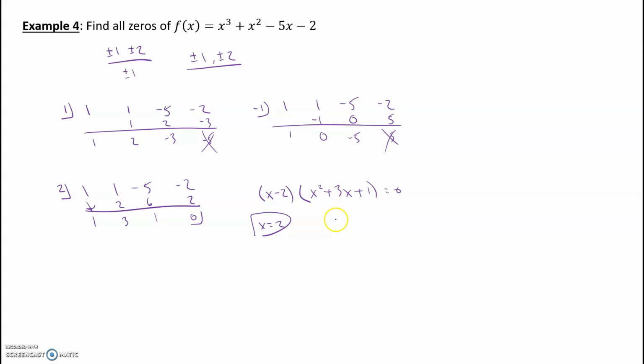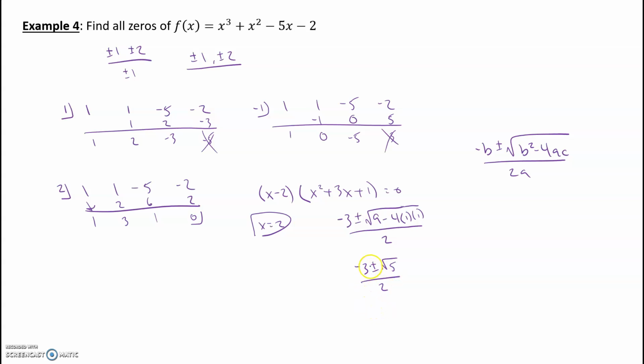So remember, the quadratic formula is opposite of b plus or minus the square root of b squared minus 4ac, all over 2a. So we have opposite of b plus or minus the square root of b squared minus 4 times 1 times 1, all over 2 times a. 2 times 1 is 2. And we're going to simplify this down. So what do we got? 9 minus 4, so we have square root of 5 over 2. So we have negative 3 plus root 5 over 2 and negative 3 minus root 5 over 2.